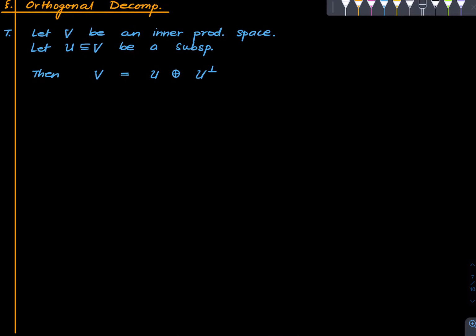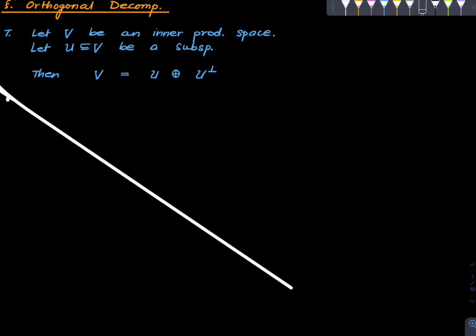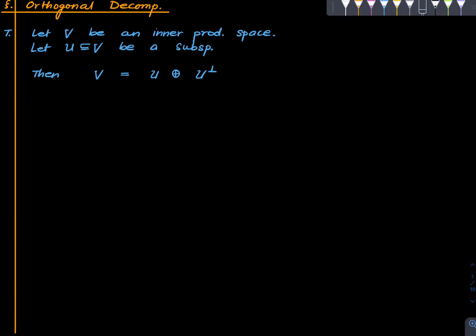Now we have this result about orthogonal decomposition. We saw such a result when we were discussing bilinear forms, but let's reprove it, and we will give a slightly different argument. So first of all, what is the statement? I did not speak this statement. The statement is this: V is some inner product space, U is some subspace, then V is the direct sum of U and its orthogonal complement.